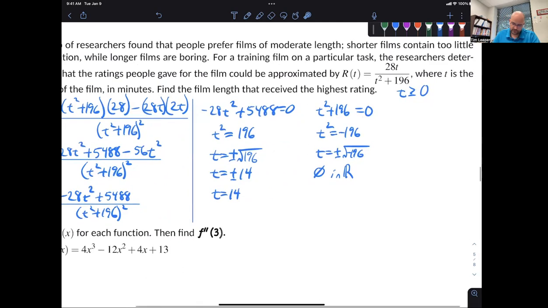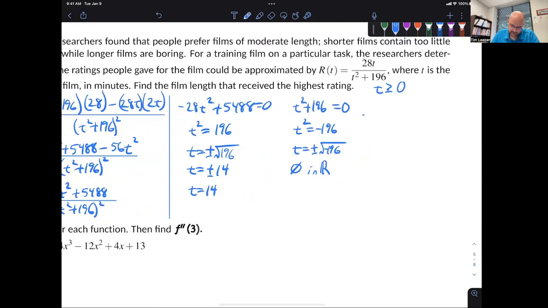So then we look at the number line. So we're going to start out at 0. That's the minimum you could have. And then the critical number is 14, and it continues forever to the right. So I need a point between these. Let's just say 1, and the point to the right would be 15. So I'm going to go and plug those into the derivative.